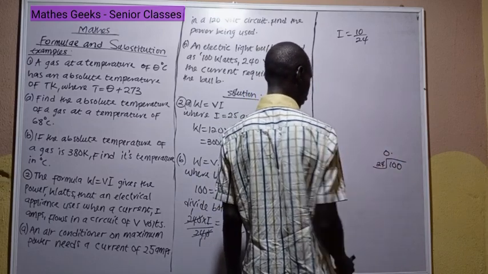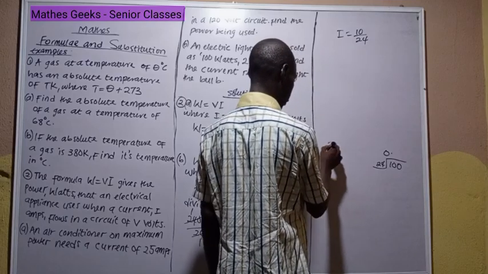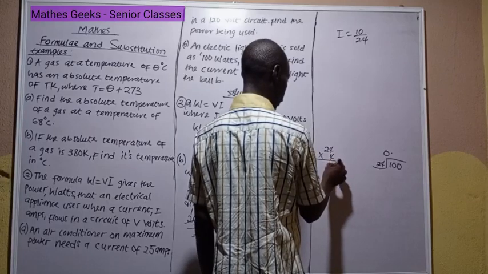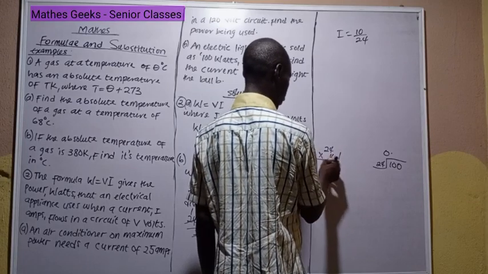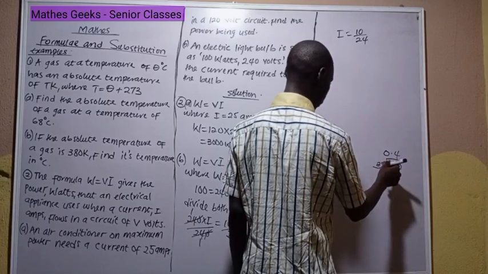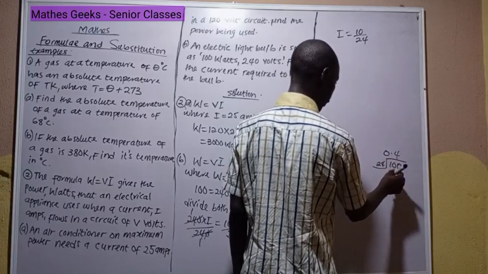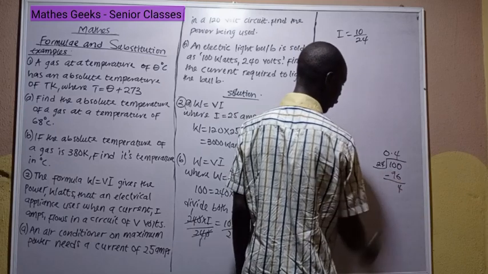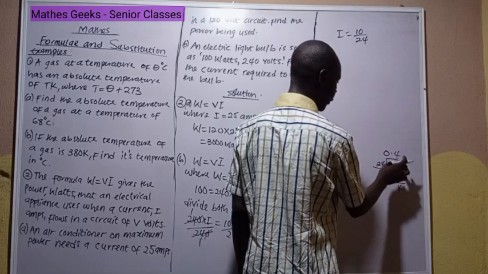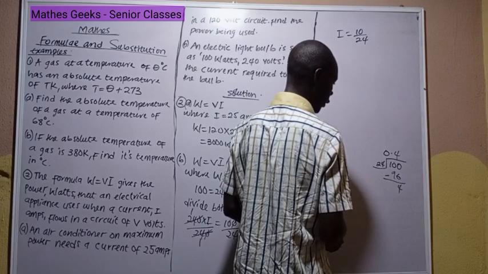24 into 100. Let's see, 24 times 4. 4 times 4 is 16, 4 times 2 is 8 plus 1 is 9, so 96. 4 times 24 is 96. And we subtract: 10 minus 6 is 4, and then here 9 minus 9 is 0.